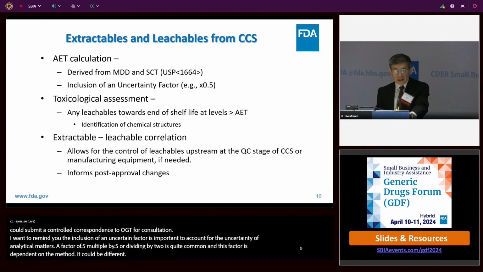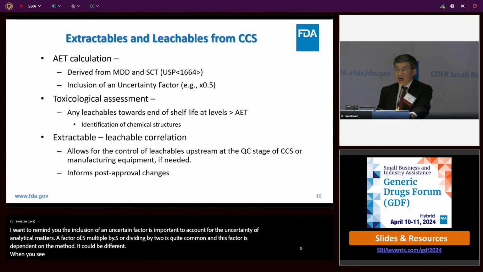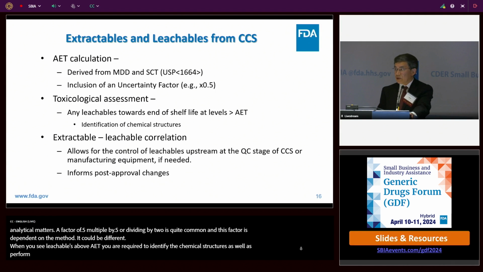When you see any leachables that are above AET, then you are required to identify the chemical structures as well as perform the toxicological assessment. And when you submit your application, you do need to submit both, not only the chemical structures, but also the toxicological assessment so that we can review your application.